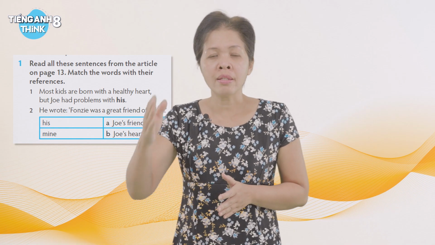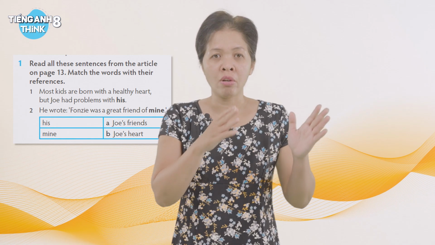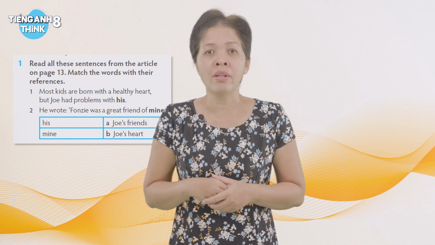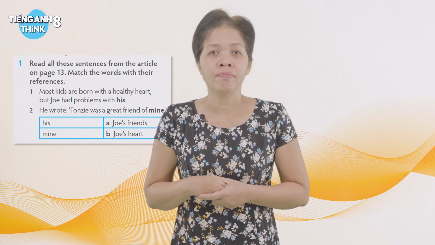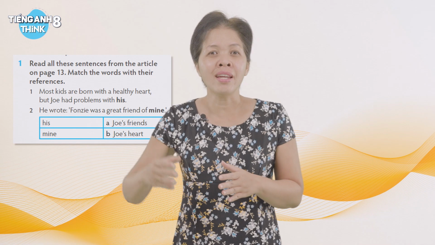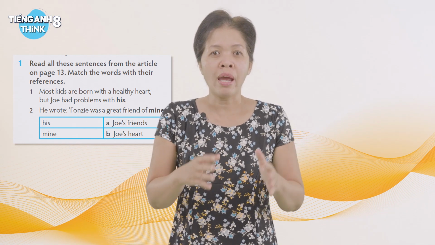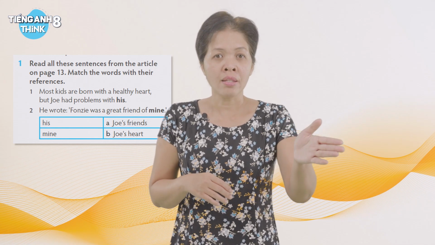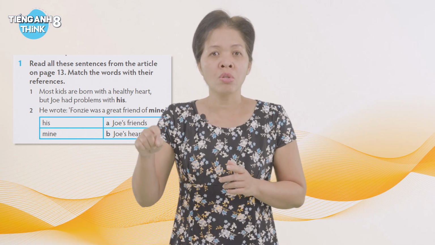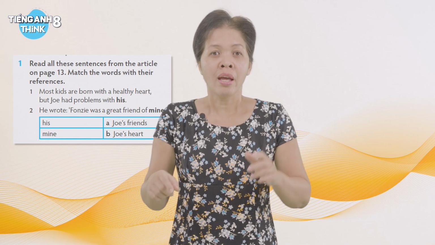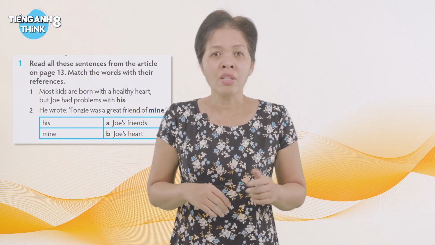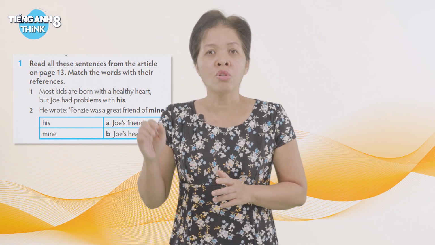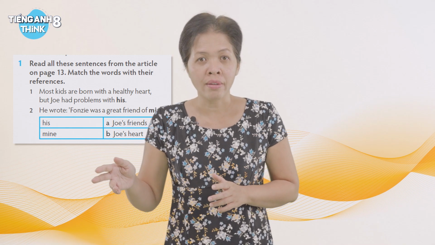Now can somebody read sentence number 1 and tell me the words together with its reference? So you can see that we have Joe had problems with his. So we have the pronoun his. His here refers to Joe's heart. And in the second situation, we have Fonzie was a great friend of mine. So my here refers to Joe's friends. So you see that? All right?